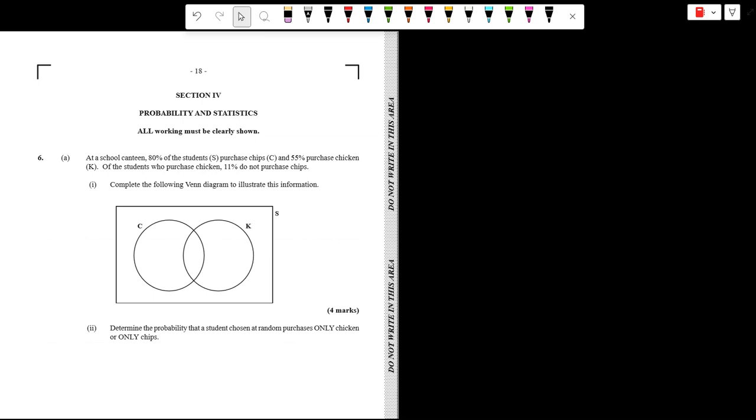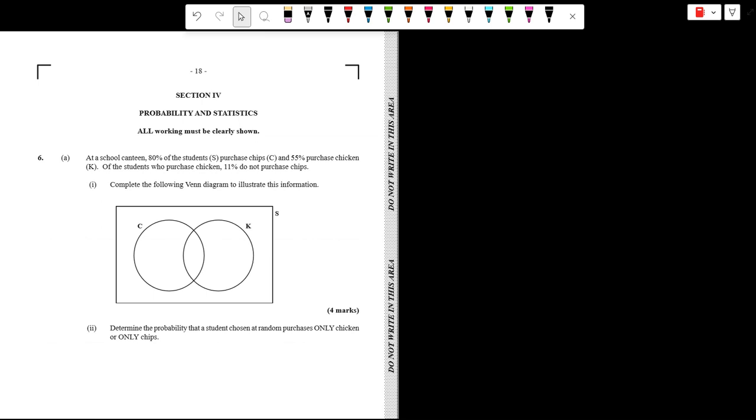Now, let's focus on the 11%. We're told that 11% of those students who buy chicken do not purchase chips. And therefore, that 11% belong to the region of chicken only. We can call it that. So for those students who buy chicken only, or no chips, that is 11%. And in terms of the Venn diagram, that goes right here. So 11%.